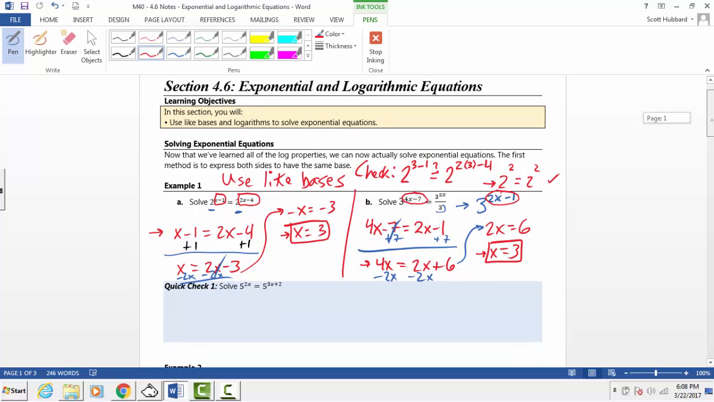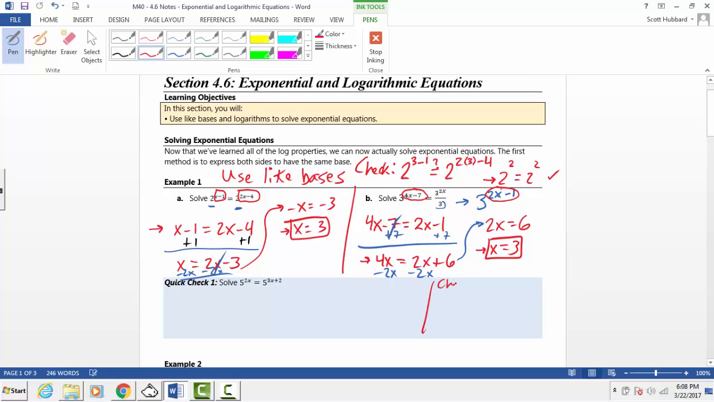Okay? And again, you can check, because if we check, you get 3 to the 4 times 3 minus 7. Does that equal 3 to the 2 times 3 minus 1? And this is going to be 3 to the 12 minus 7, which is 5. Does that equal 3 to the 5? And yeah, it does. Some big number. I don't know what 3 to the 5 is, but I can do it if I had to.